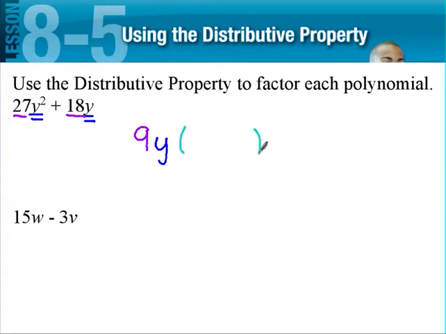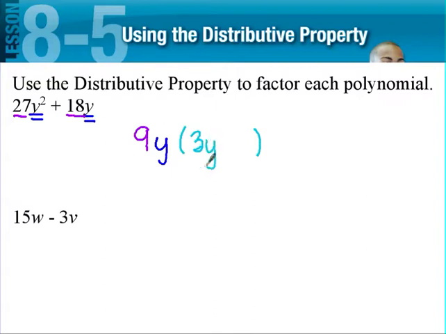So now I'm left to fill the blanks in. And so I've got a quantity here because I took out what was in common. So now I think, okay, if I took out a 9 from 27, 9 times what is 27? 3. I had a y squared to start with in my first term. I took out a y. What am I left with?